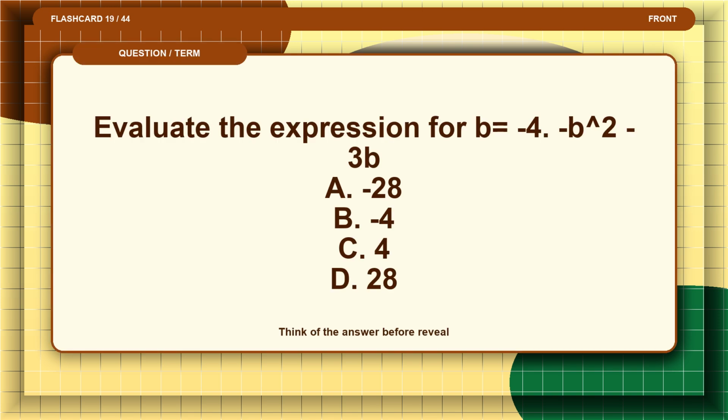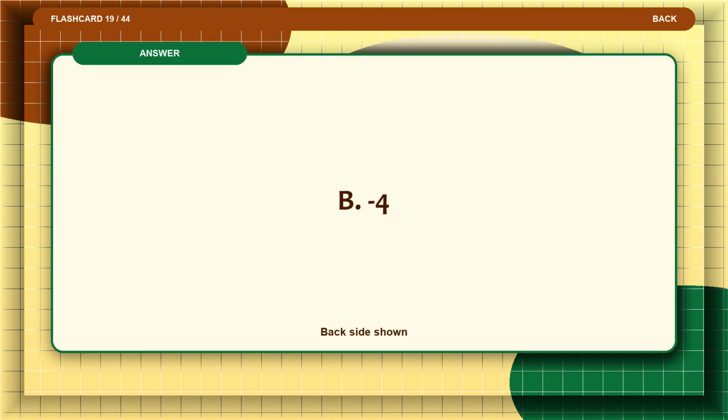Flashcard 19. Evaluate the expression for B equals 4. A. 28. B. Minus 4. C. 4. D. 28. Think of the answer before the reveal. The answer is B. Minus 4.